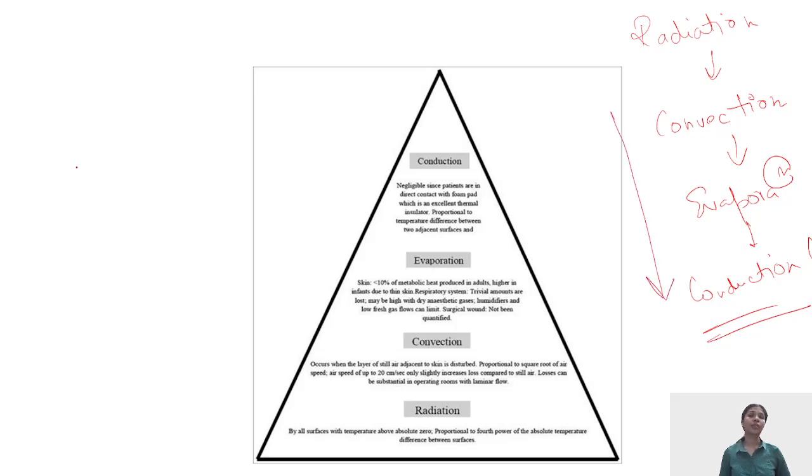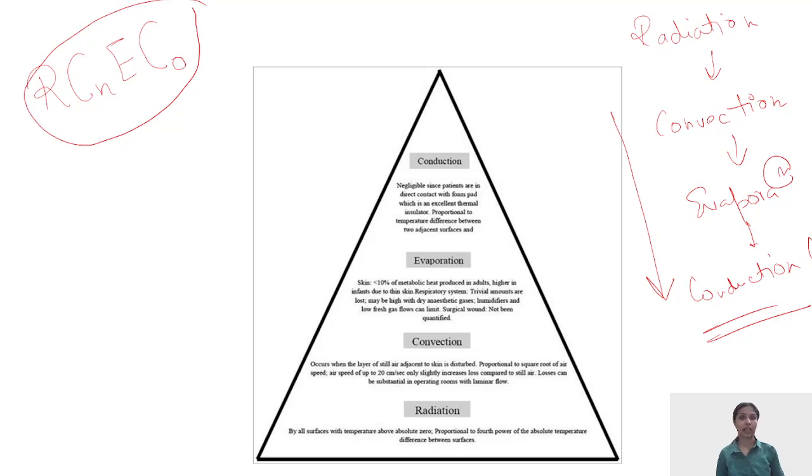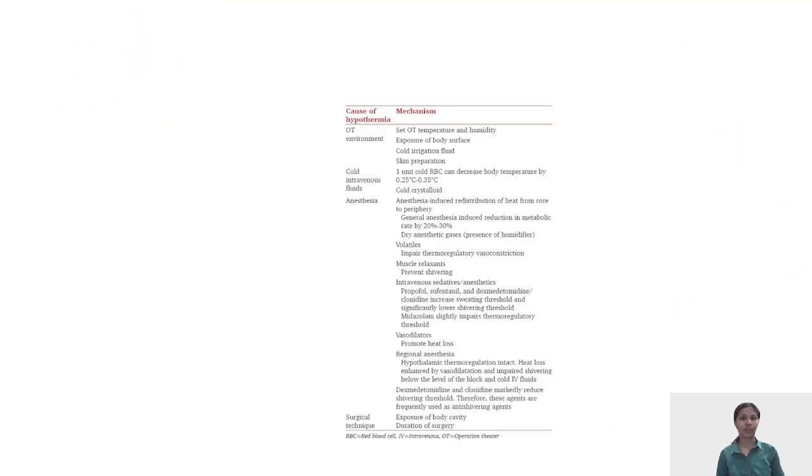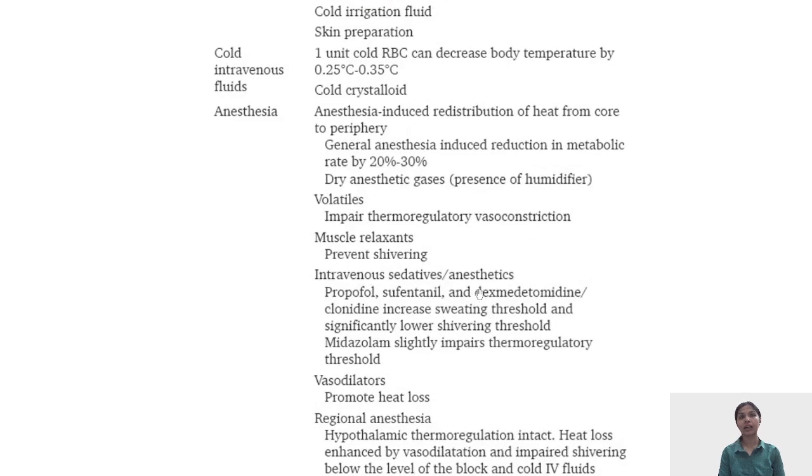You have to remember the sequence: radiation, convection, evaporation, and eventually conduction. This is how heat is lost in decreasing order. Radiation, convection, evaporation, and least important is conduction. These are the various mechanisms which can lead to hypothermia in the body.